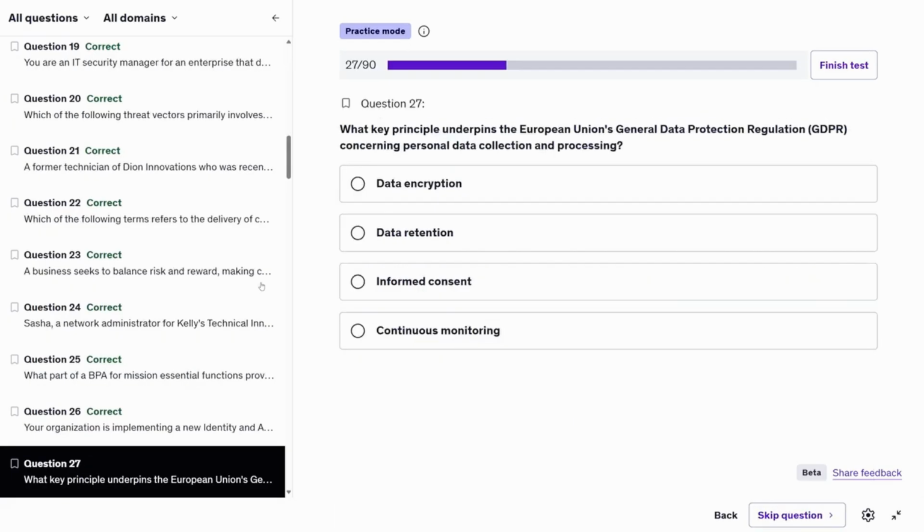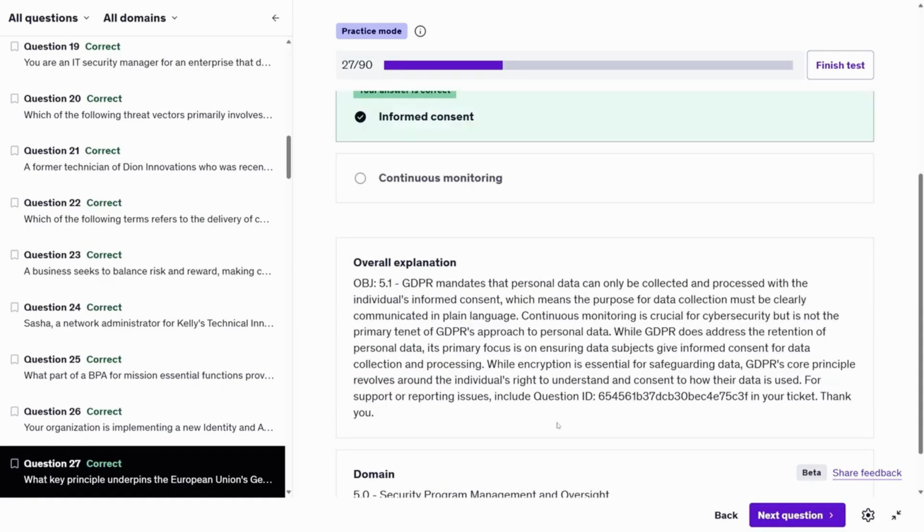What key principle underpins the European Union's General Data Protection Regulation concerning personal data collection and processing? And you may or may not be familiar with this as a consumer. The correct answer is informed consent. GDPR mandates that personal data can only be collected and processed with the individual's informed consent, which means the purpose for data collection must clearly be communicated in plain language.